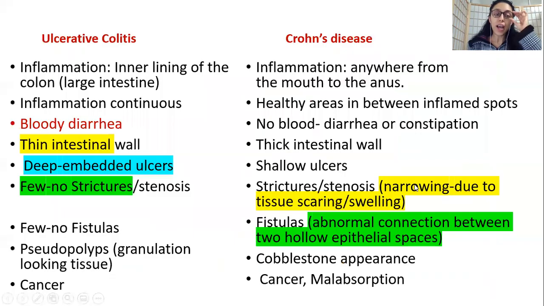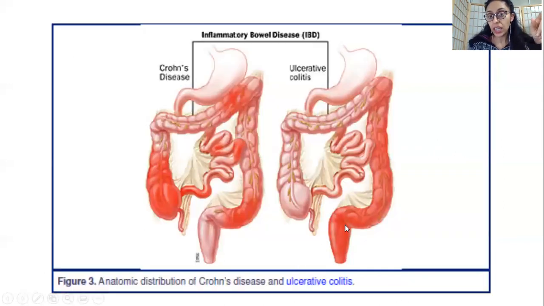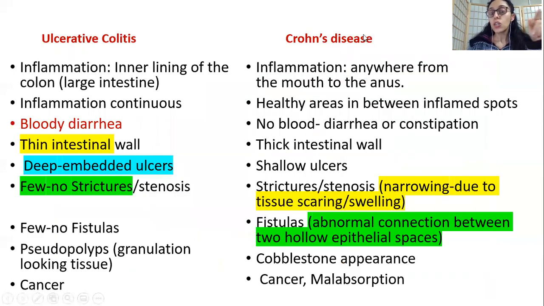Okay, then what are the rough differences? In ulcerative colitis, the inflammation is in the large intestine, the colon, especially the descending. In Crohn's disease, inflammation is anywhere. In ulcerative colitis, inflammation is continuous in nature, as you can see in this diagram, it's all red over here. In Crohn's disease, inflammation is in patches. So you have a healthy area, then a patch, it's like that.